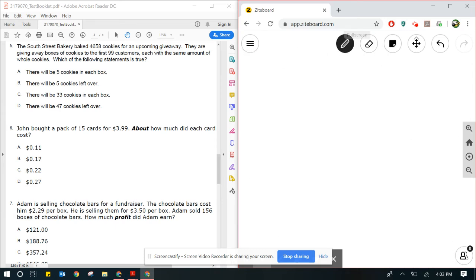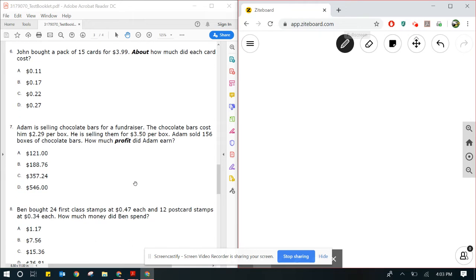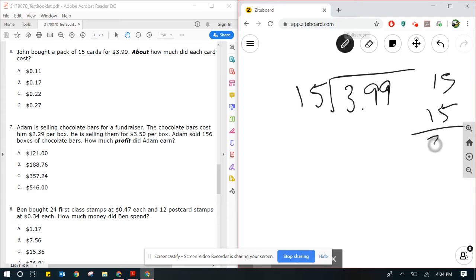Okay, let's go ahead and look at question number 6. John bought a pack of 15 cards for $3.99. About how much did each card cost? I'm going to take $3.99 and divide by 15. I take 15 and 15, I get 30. 15 more, I get 45. 15 more, I get 60. And 15 more, I get 75. And I could keep going.